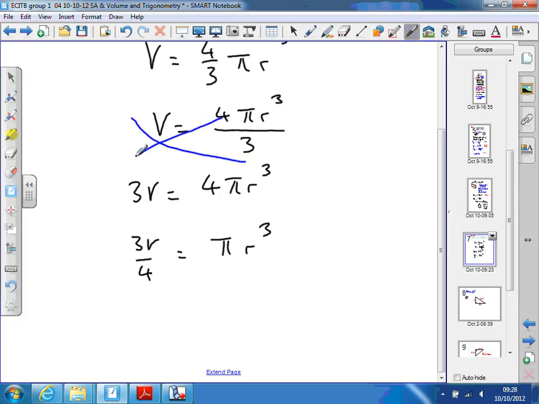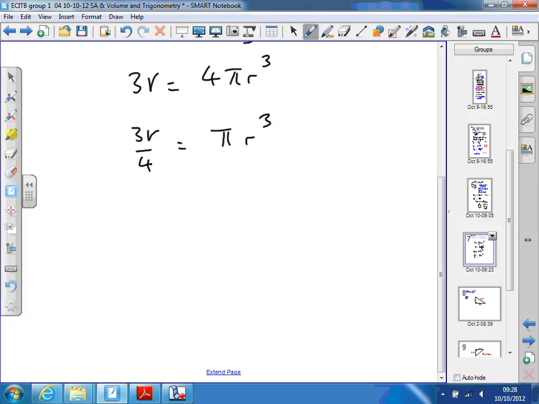So actually I could have done that in one here. I could have taken the 3 up and the 4 down. So 3v over 4 equals pi r cubed. The r cubed is multiplied by pi, so how do I get rid of it? Divide by pi. And if I divide by pi, the pi goes underneath with the 4. So 3v over 4 pi equals r cubed.